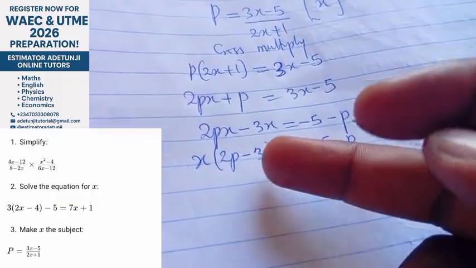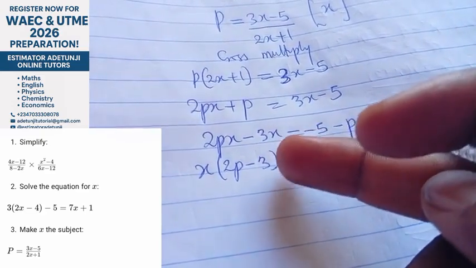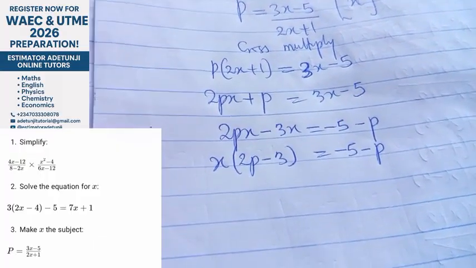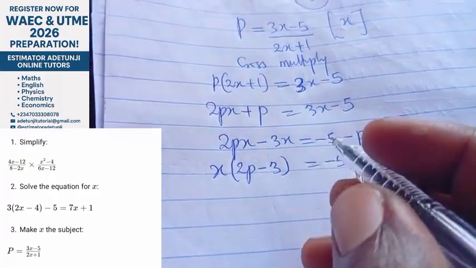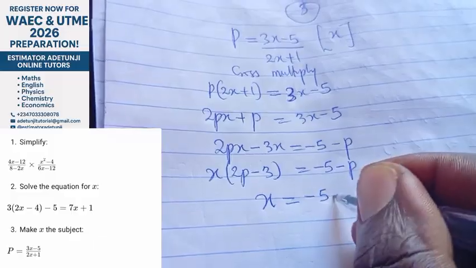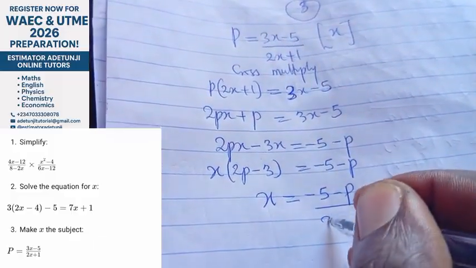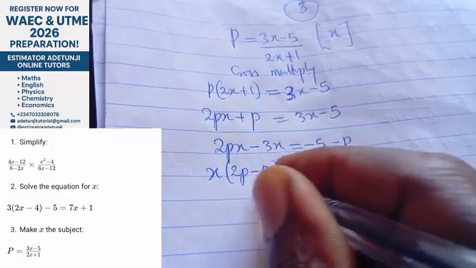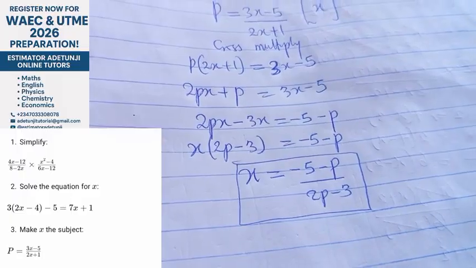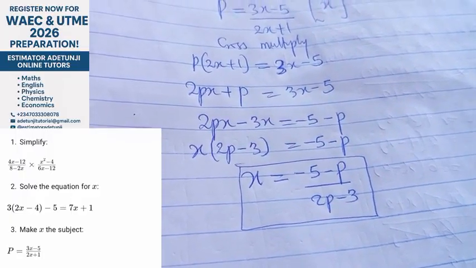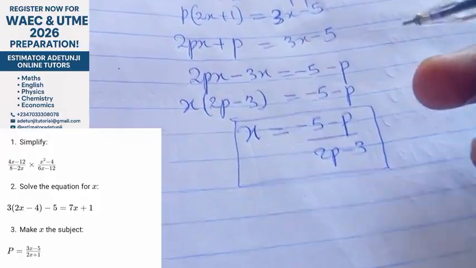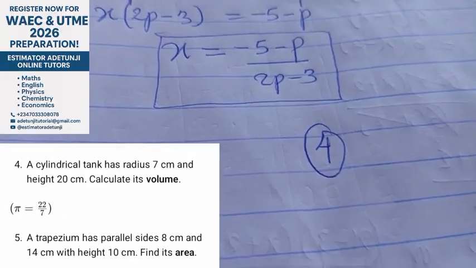So make x the subject of the formula. Subject of the formula means you divide by the coefficient of that letter you want to make the subject. So in this situation, I divide all through by 2p minus 3. So I will say x equals minus 5 minus p over 2p minus 3, and that is the answer for question number 3. Please always do well to write all those steps. You can see I didn't write most of the steps, but you write them in the exam so that you have a comprehensive mark.